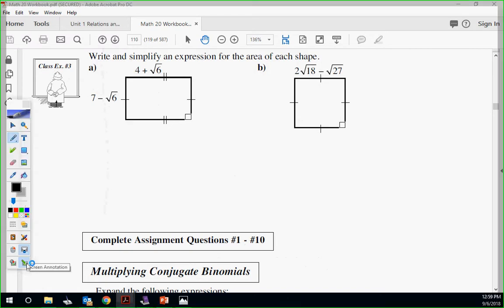Okay, simplify the expression, the area of each shape. So there's obviously, we know that area of a square or rectangle is length times width. They're making you multiply radicals. Just their way of making you multiply. So this one, we're going to multiply. Those are two binomials, though. So what do we have to do with those?